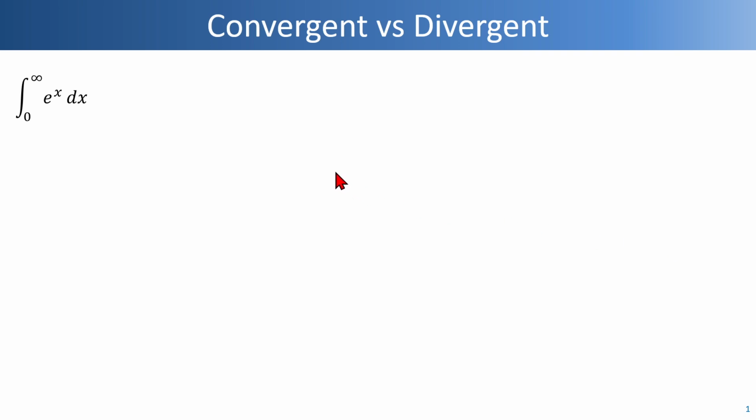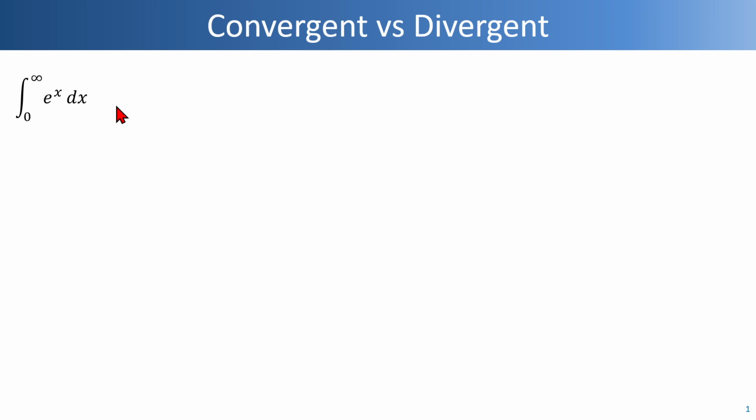In this video, we're going to look at a few simple examples of improper integrals to illustrate the difference between a convergent improper integral and a divergent improper integral. So we're going to start with the integral from 0 to infinity of e to the x dx. This is a type 1 improper integral because one of the limits of integration is infinity.